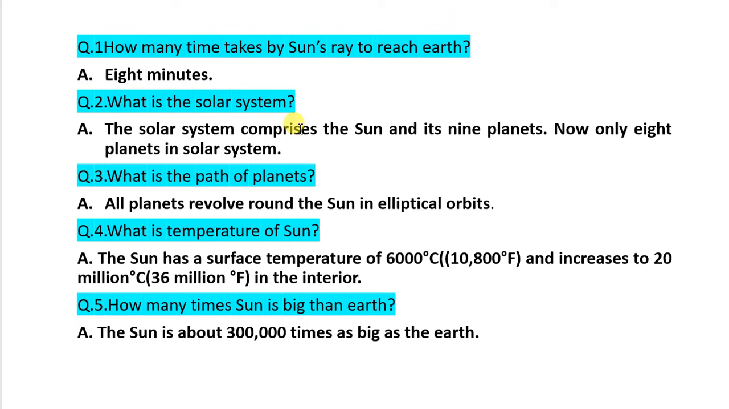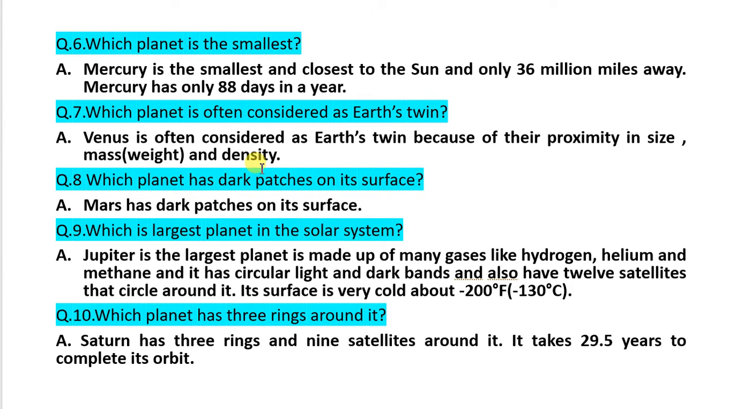Fifth question: how many times is the sun bigger than Earth? Answer is the sun is about 3 lakh times as big as the Earth. Next question: which planet is the smallest? Answer is Mercury is the smallest and closest to the sun, only 36 million miles away. Mercury has only 88 days in a year.